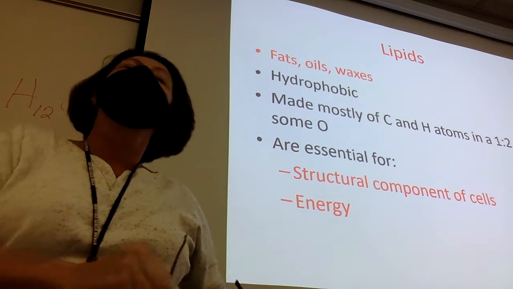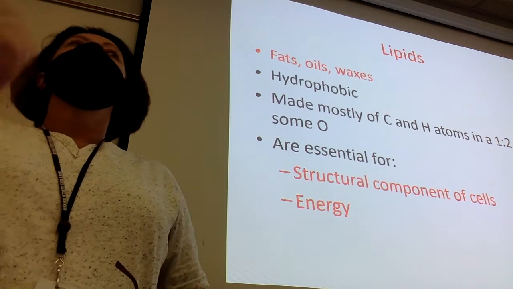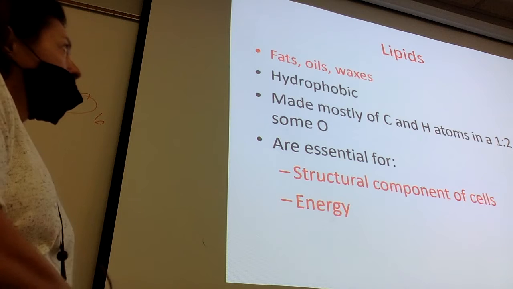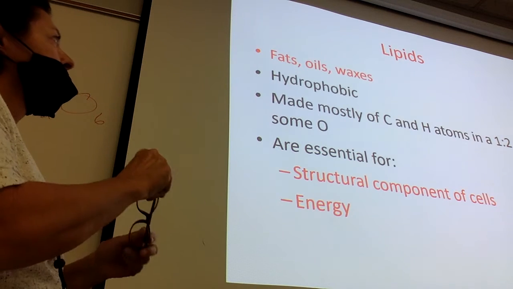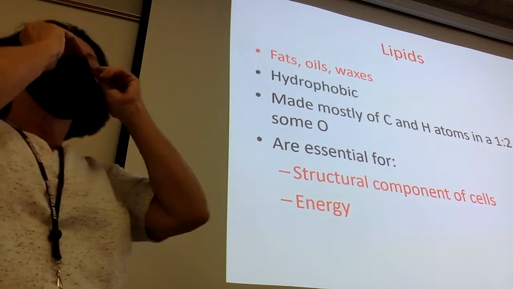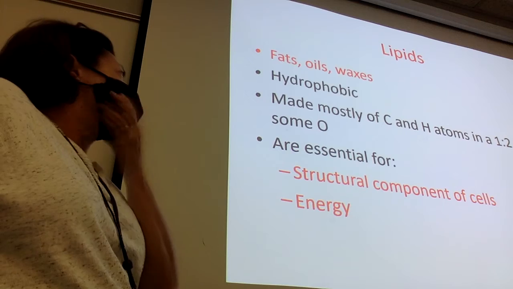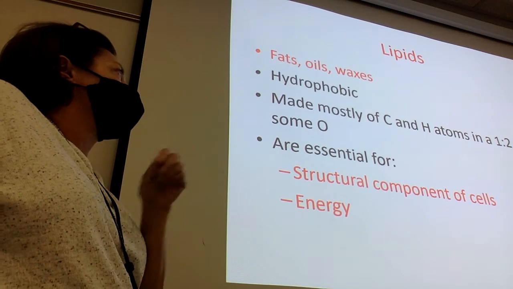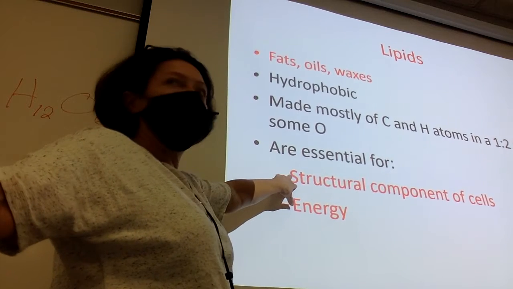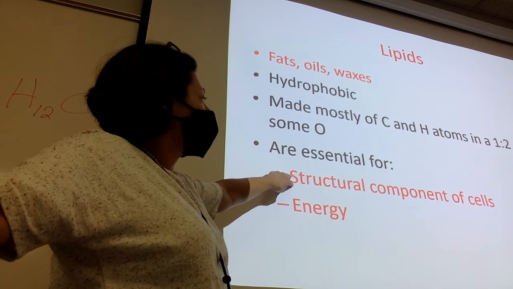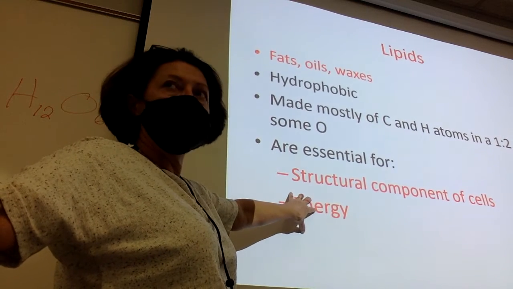Lipids is just a fancy word for fats, but it's also oils and waxes. They're hydrophobic, meaning they don't like water. You guys know that. Lipids are mostly carbon and hydrogen. There is a little bit of oxygen, but it's mostly just carbon and hydrogen. Big thing about lipids, this is what your cell membranes are made of. This is also a place for stored energy.